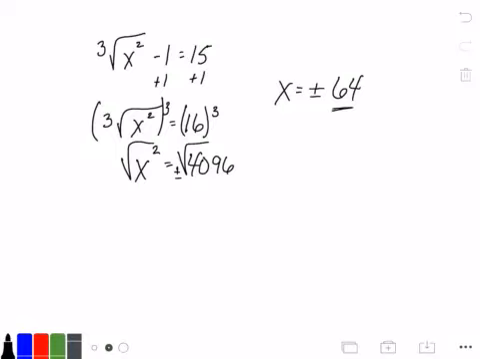So I literally plug in plus 64 into my original equation, and I plug in minus 64. And when you do, you get both to be equivalent to 15, so both of those plus and minus 64 are your answer. That's it. That's all you had to do on that problem. Pretty straightforward. How about this one?